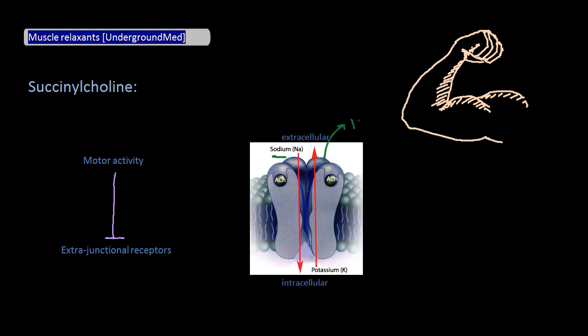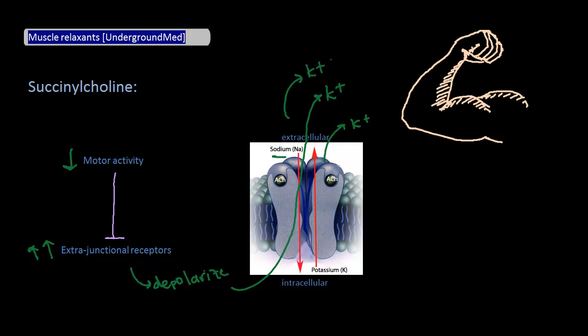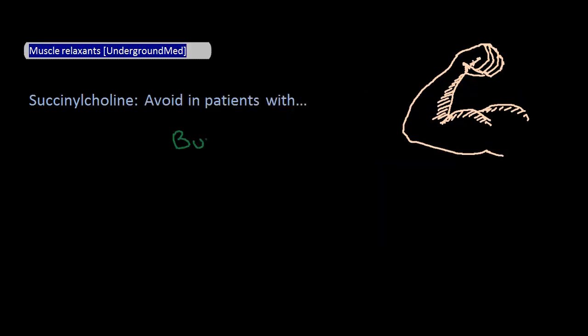Extrajunctional receptors are normally suppressed by motor activity. Decreased motor activity leads to proliferation of extrajunctional receptors, which are more likely to depolarize and open longer than your typical ACH receptor, thus releasing more potassium. The depolarization by succinylcholine administration on its own will lead to the efflux of potassium into plasma and acute hyperkalemia on top of a pre-existing hyperkalemic condition. Burns are also another cause of hyperkalemia because of the elevated release of potassium due to damaged cells.